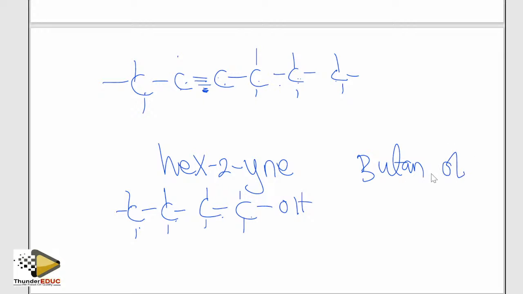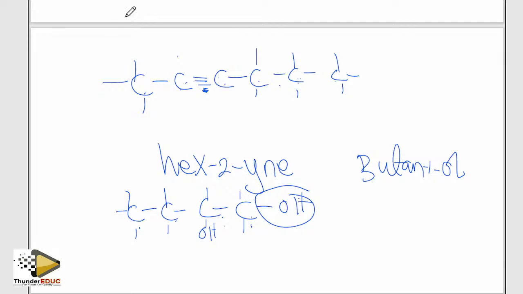Yes. Now, what's the position of the functional group? It is on carbon atom number 1. So I'm going to say butan-1-ol, butane 1 ol. You understand? Yes. So what if it is here? What if it is here?